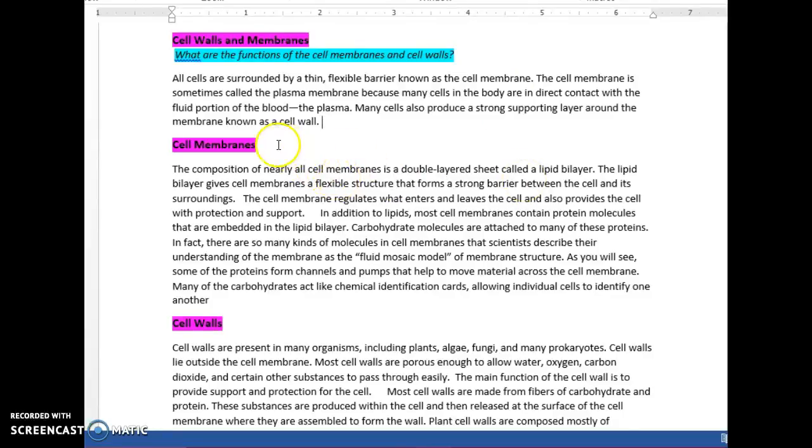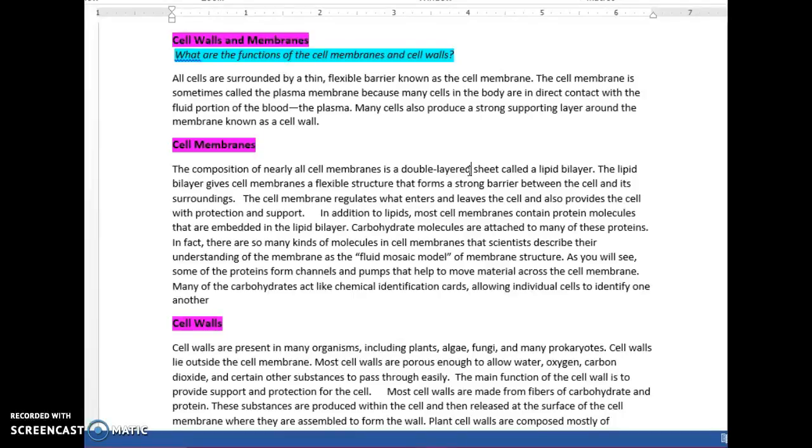So if I skip down here to cell membranes, it says the composition of nearly all cell membranes is a double layered sheet called a lipid bilayer. When I read that, I may not know what the term bilayer means, but if I look back in a sentence and study the information presented to me, I see that it says double layered. So I'm thinking, the prefix bi means two, so bilayer probably means a double layered sheet, okay?